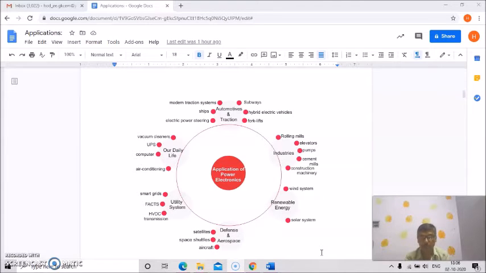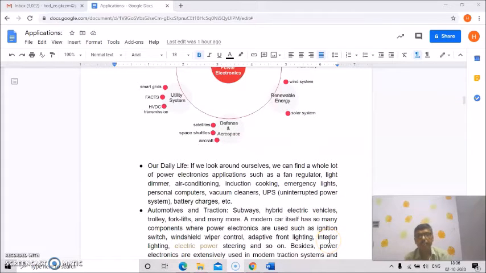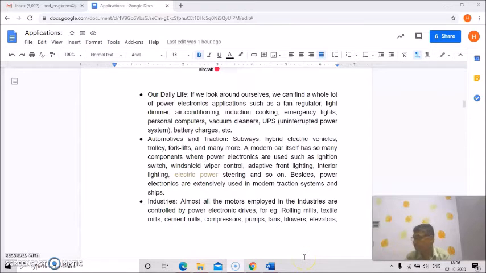These cannot be thought of without the applications of power electronics. So to give you a gist of this vast area, we are using power electronics in our daily life in fan regulators, light dimmers, air conditioning, induction cooking, emergency lights, personal computers, vacuum cleaners, UPS, battery chargers, etc. In automotives and traction, that is subways, hybrid electric vehicles, trolleys, forklifts, and many more.